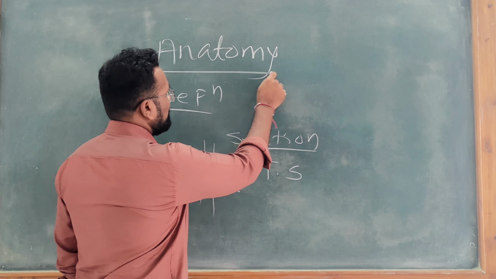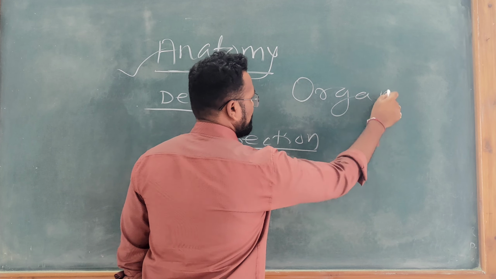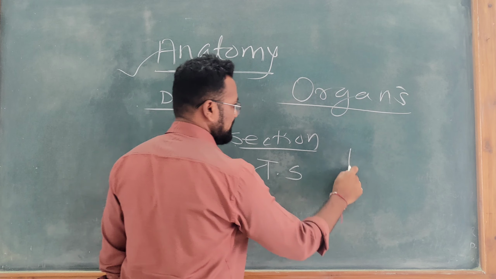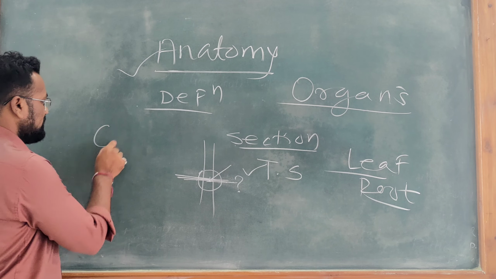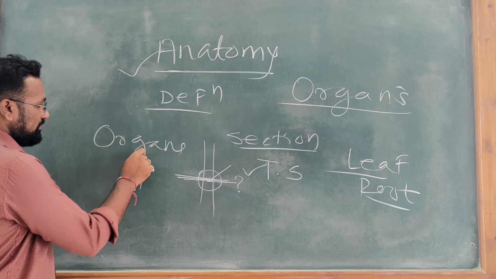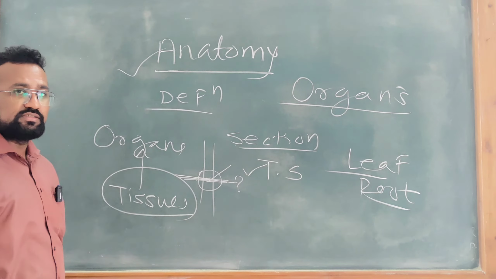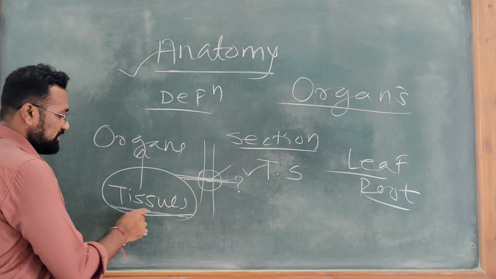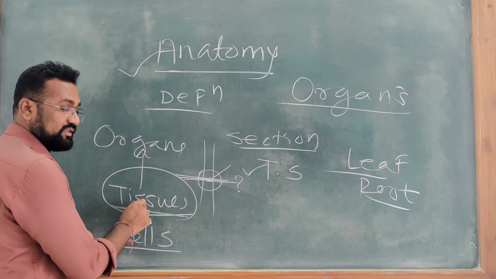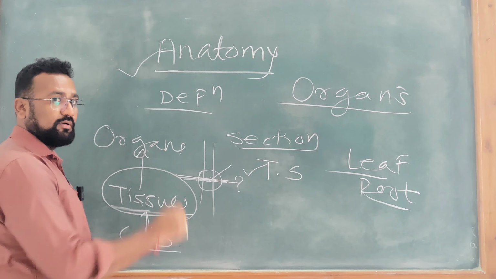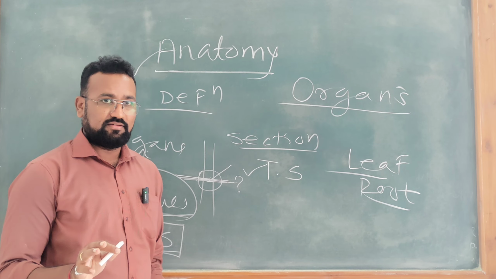Anatomy can be studied with respect to organs. We have various organs in a plant such as leaf and root. These organs are made up of tissues. You must have heard the word tissue. Tissue is made up of similar functioning cells. Cells come together to create tissue, and tissues come together to create an organ. The cells of each organ vary from each other. You have to remember this.